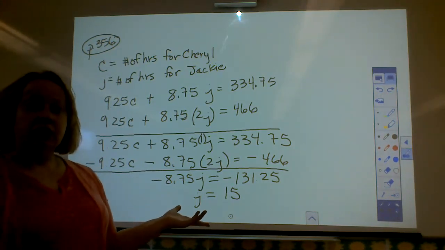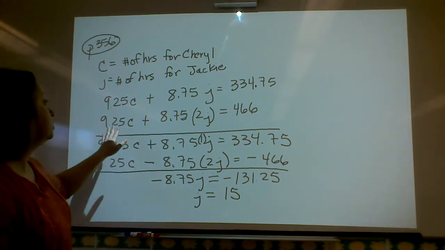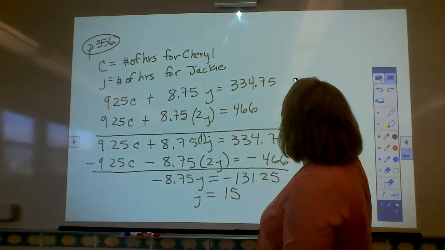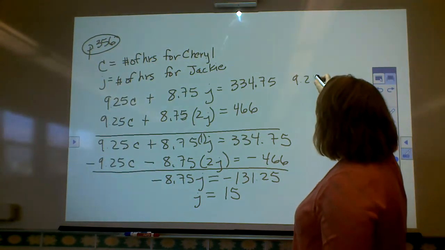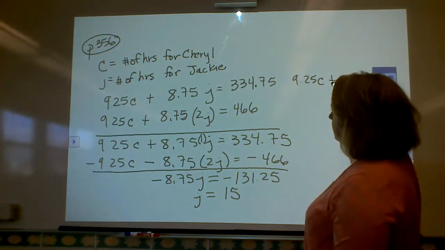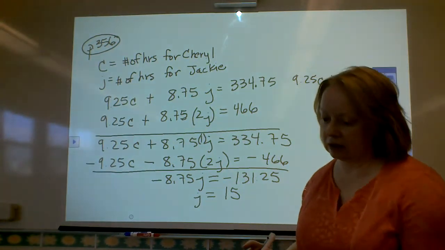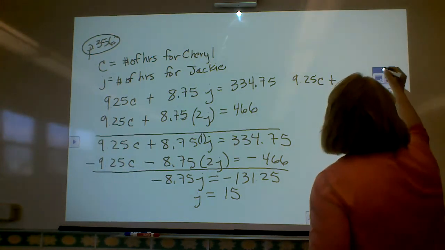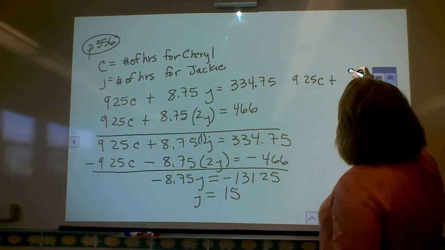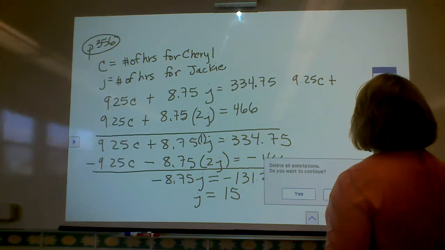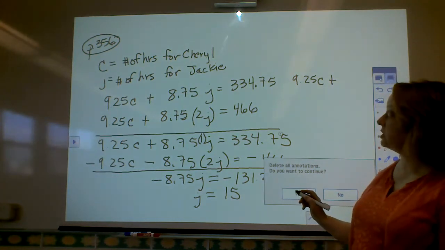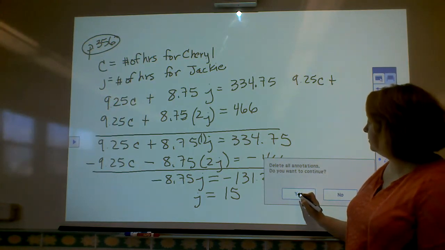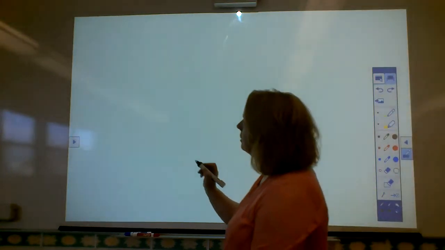Okay, let's figure out how much Cheryl worked. I'm going to sub it into the top equation because it's a little easier. So I'm going to get 9.25C plus, and then when I sub this 15 in, I'm going to get... I'm running out of room, so I'm just going to go on to another page. All I'm doing is subbing in the 15. Let's continue here.